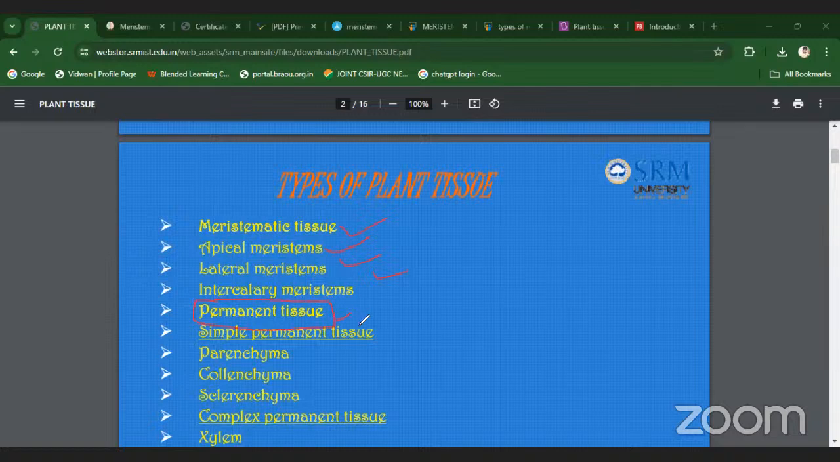In permanent tissue, first let me complete the simple tissues. In simple tissue, parenchyma. Just one week back, we learned about parenchyma, collenchyma, sclerenchyma during practical training classes. Tell me about parenchyma.